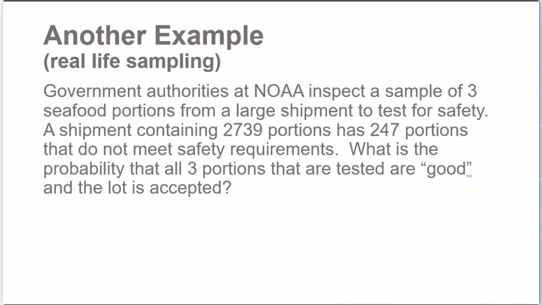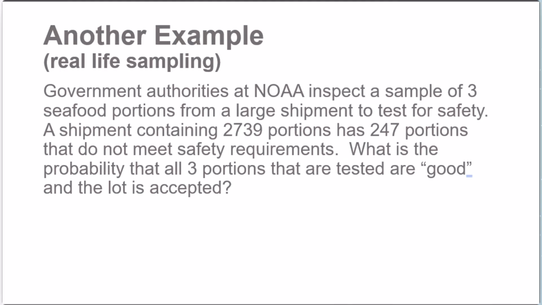So government authorities at NOAA are inspecting a sample of 3 seafood portions from a large shipment to test for safety. So we have a large amount of seafood coming in. They can't test everything, so they randomly select 3 portions and test them for things like contamination or temperature and things like that.